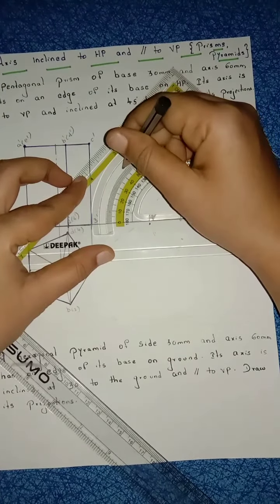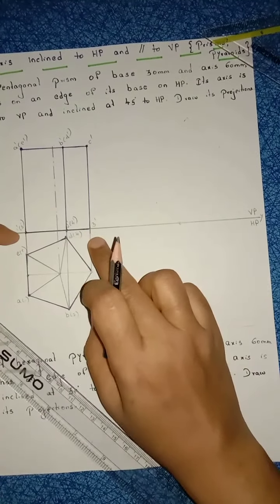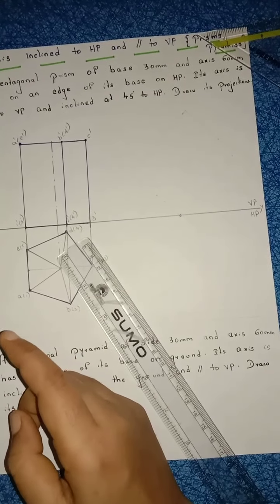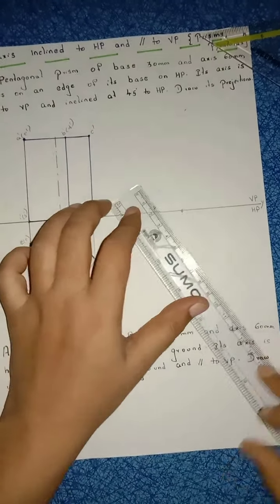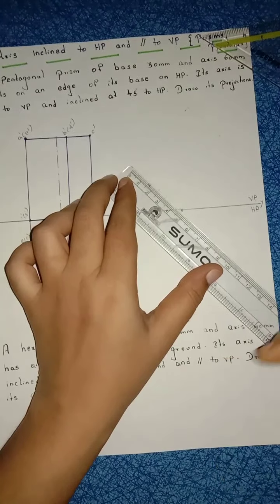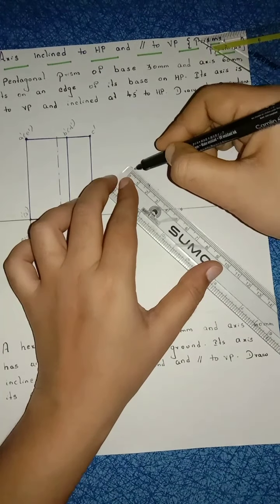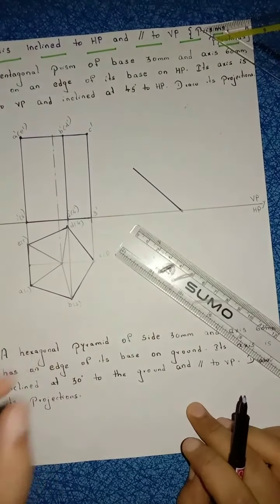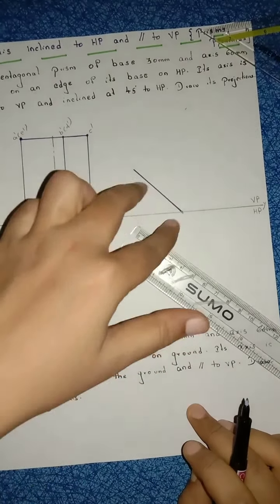I am marking the angle 45 degrees. I am constructing this length here, right? So how much of that length did I get? 45. So I am constructing 45 here with a line at an angle of 45 degrees, right? This length I am drawing here.